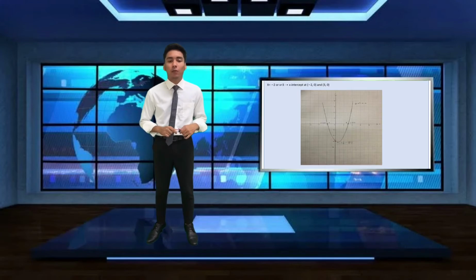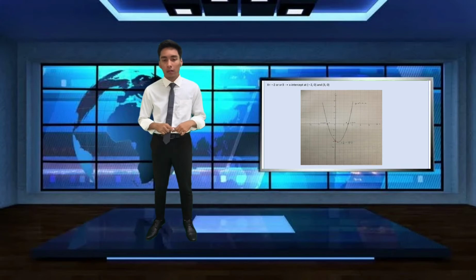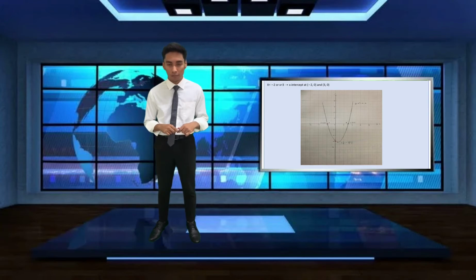Now we start with the graph. Here we can see we have 3 readings. For the first, negative 2, 0, and second, 1 over 2, negative 25 over 4, and the third we got 3, 0. That's all for me. I will pass to Iswa.